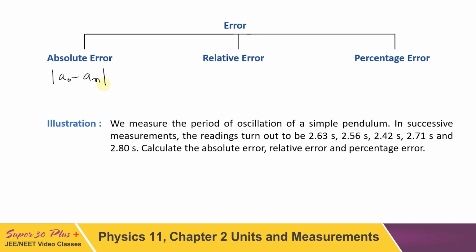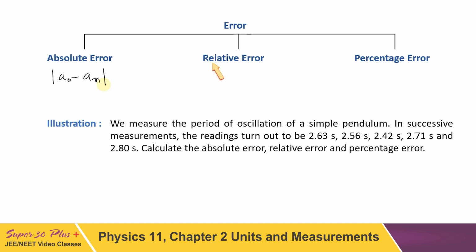Now if in the question the true value is directly given, then you can use that value. Otherwise you have to take the mean of all the observations, and that will serve as the true value. So this is how absolute error is calculated. Can you tell what would be the unit of absolute error? That would be the same as that of physical quantity A.